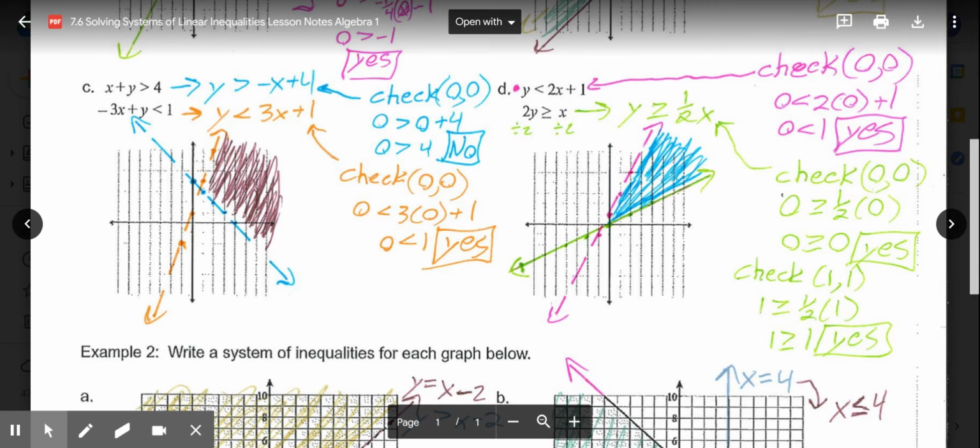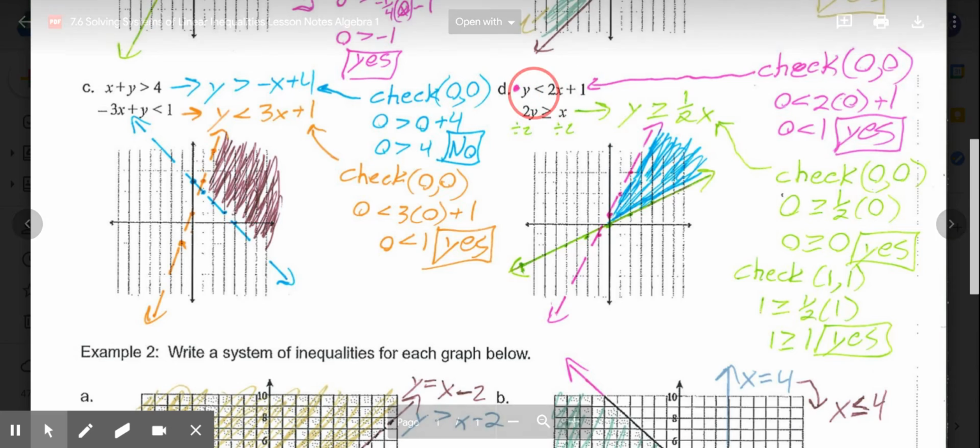And our last example to start, D. So top equation already in slope-intercept form. So starting at 0, 1 over 0 up 1 is our first point. Slope is 2, so up 2, right 1, up 2, right 1. And again, it's a dashed line, so we would draw in our dashed pink line.